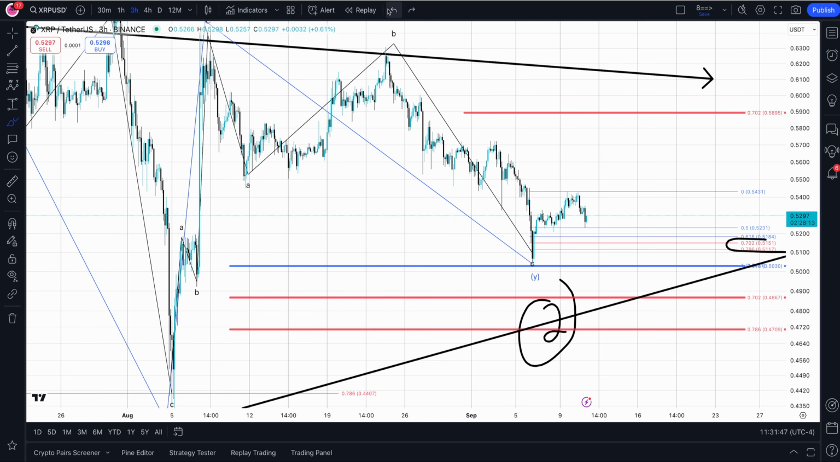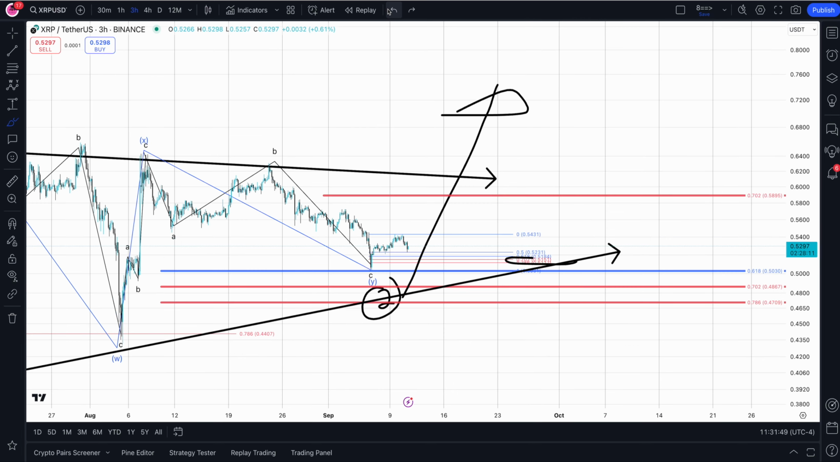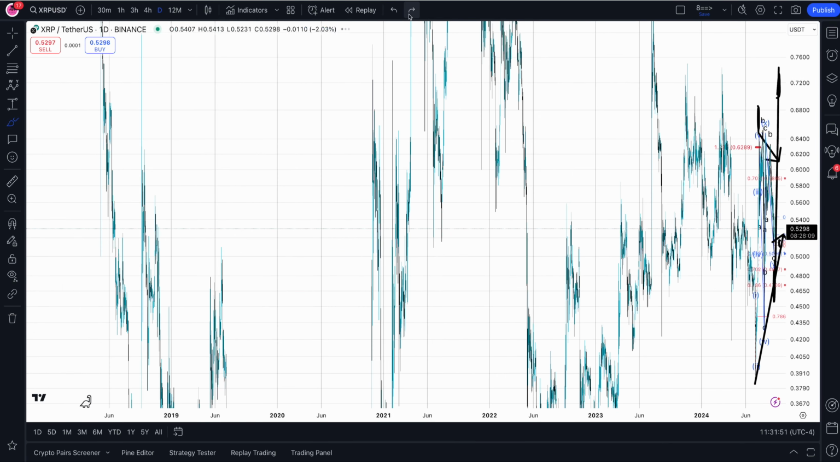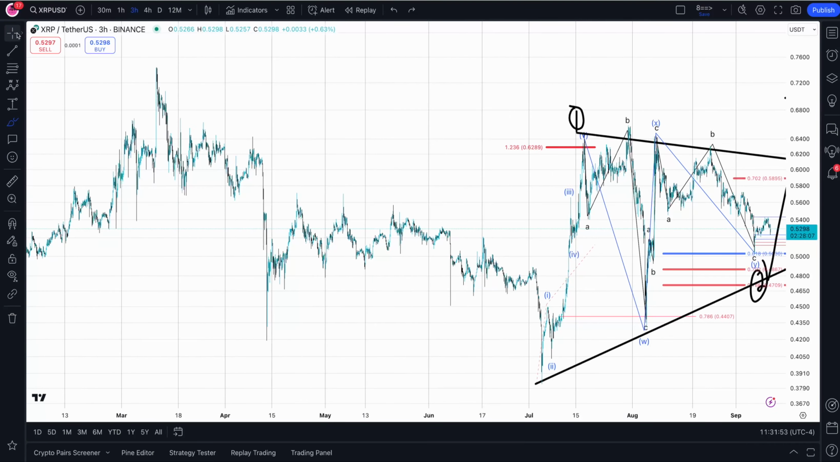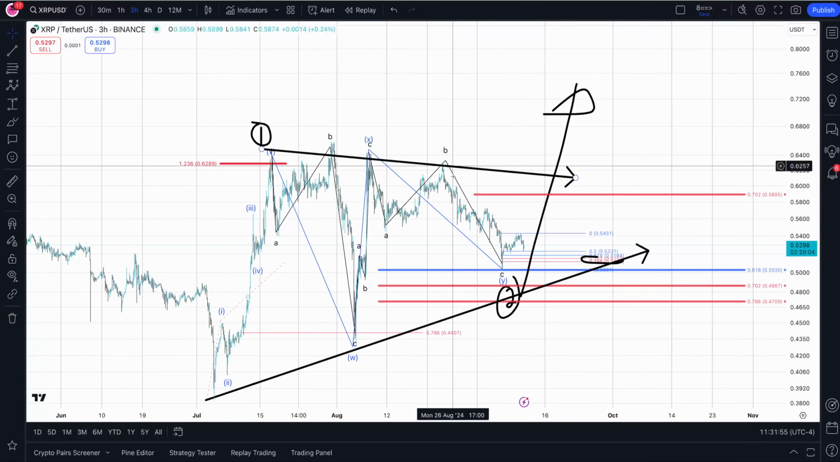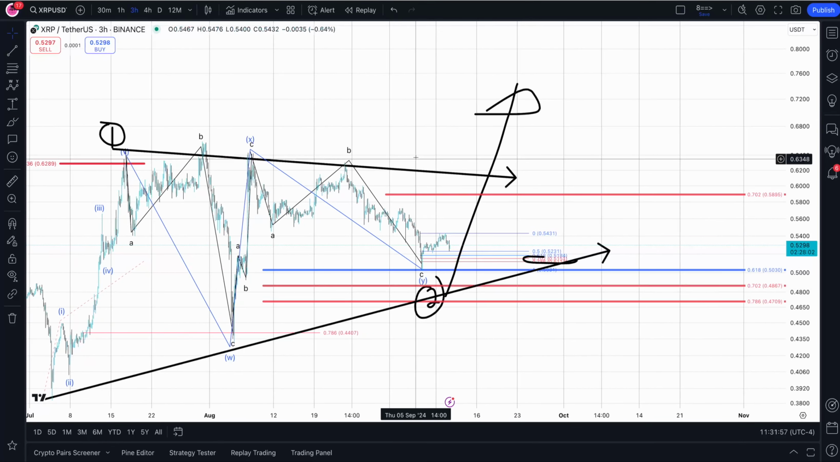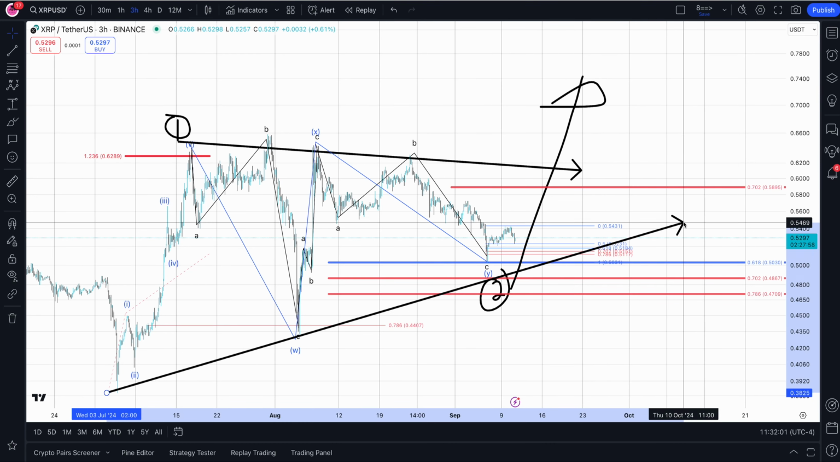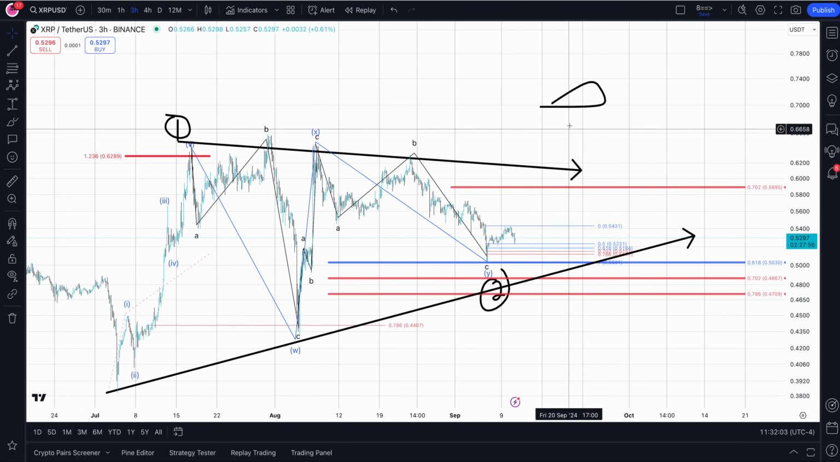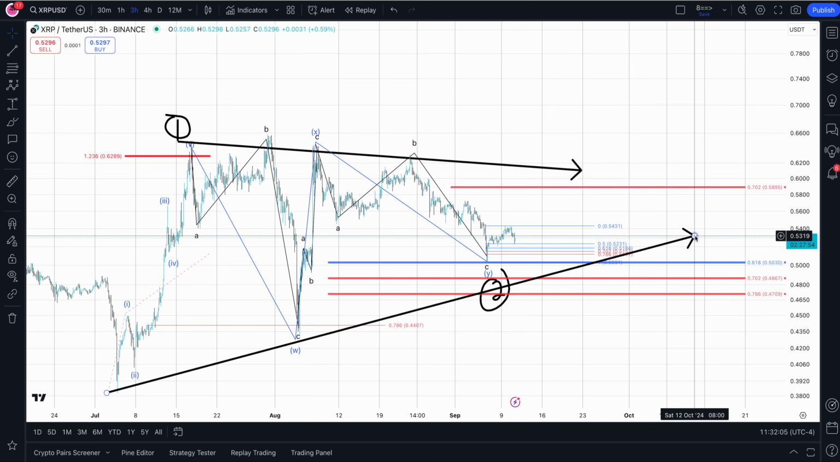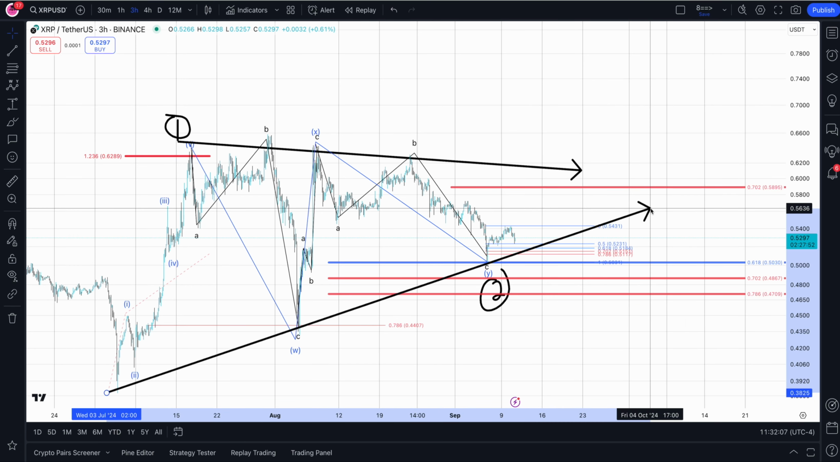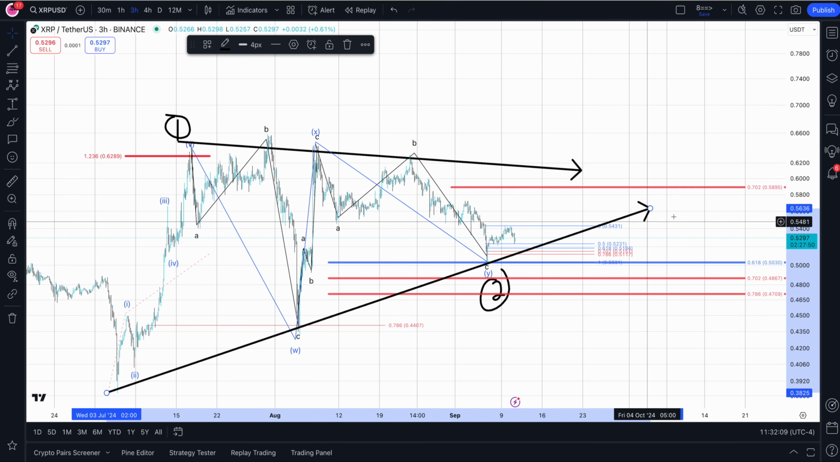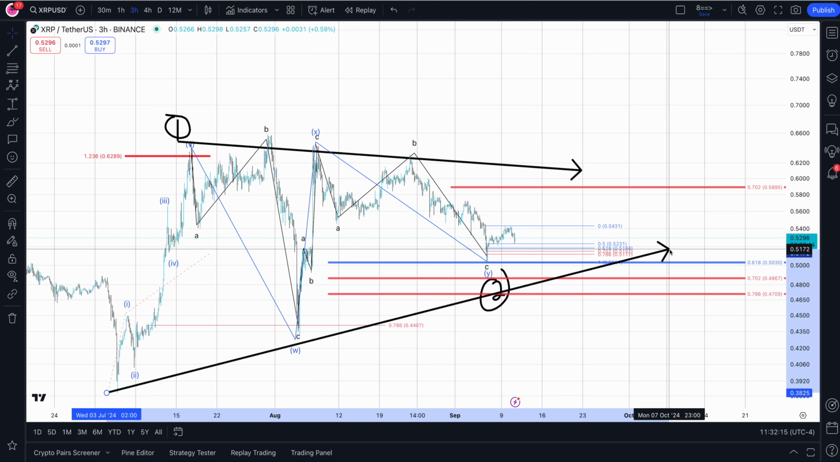If we can't do those two things, then it's likely that we'll come down towards the 70.2% to 78.6% fib right at this trendline support, right over here. Okay. Now you can place the trend line like this, right, and say we've already bottomed. But if we can't fulfill this criteria that I mentioned, then it's likely we'll come down over here.